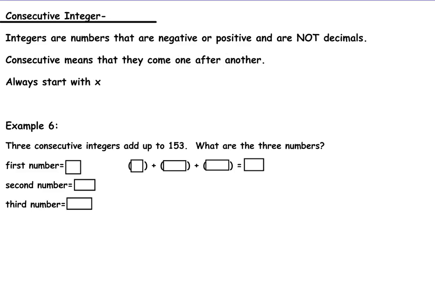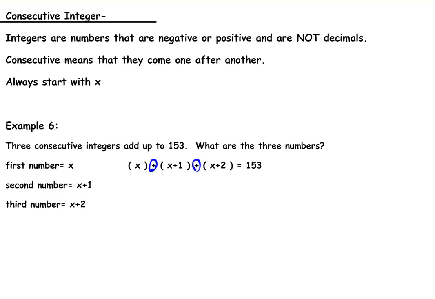Okay, example 6. Three consecutive integers that add up to be 153. I know adding up means I have addition, so here's my addition right here. What number do I always start off with? I always start off with x, and then my next number was x plus 1, x plus 2. Those are my numbers. And it's going to total up to be 153.